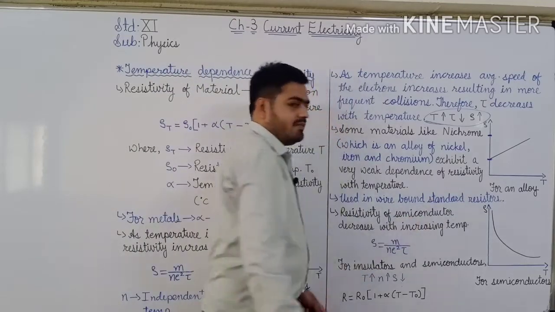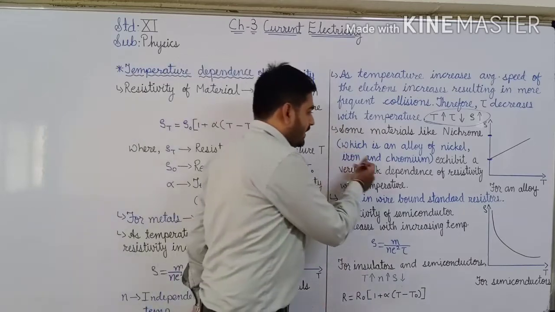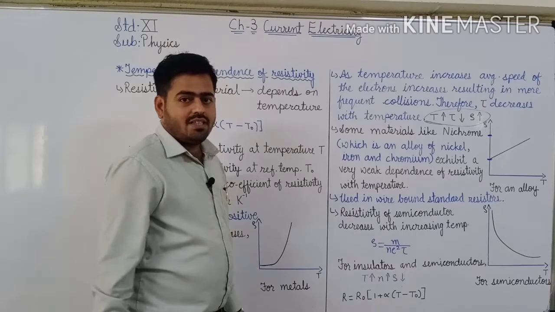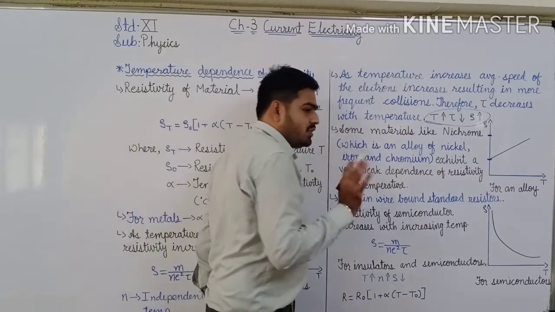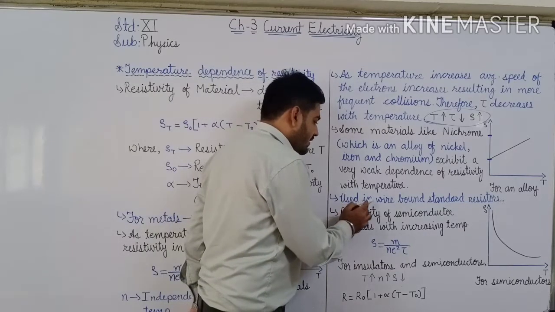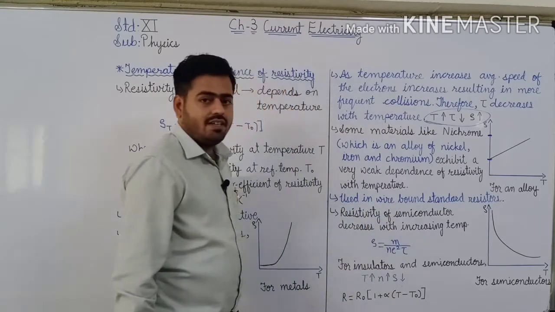So for standard resistors we use this type of material, alloy, and when we use an alloy-like material then resistivity does not change with temperature. This type of material is used in wire bound standard resistors.